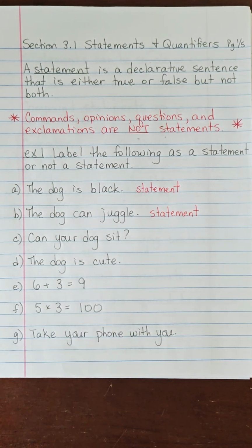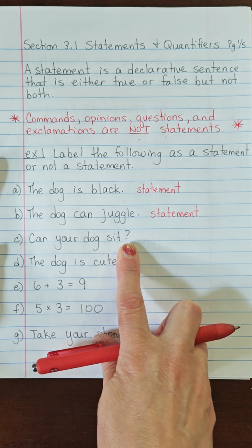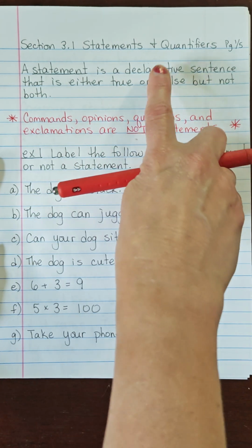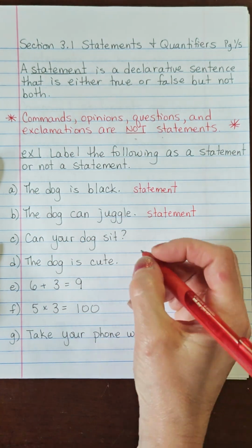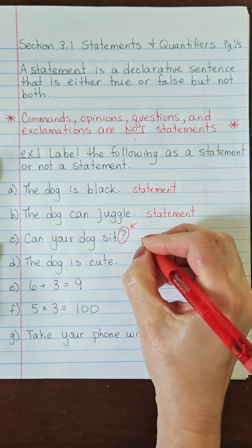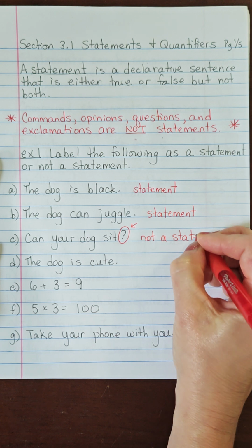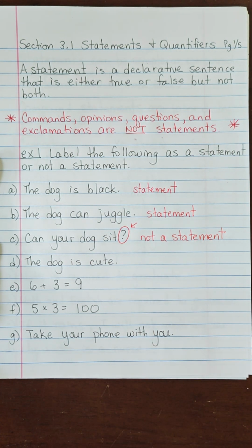The next one, can your dog sit? All right, this one's pretty obviously not a statement because it's a question. So a statement has to be a declarative sentence. So because it's a question, it is not a statement. So right there, boom, not a statement. So the question mark is what makes this not a statement.